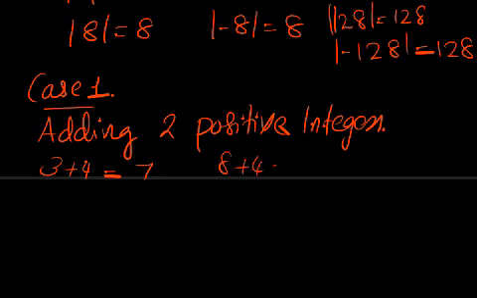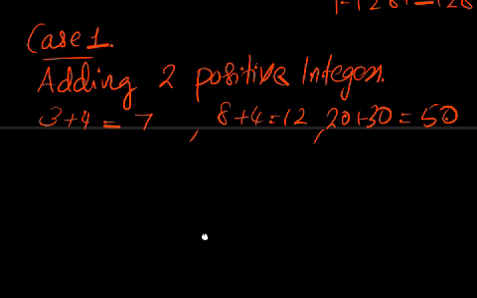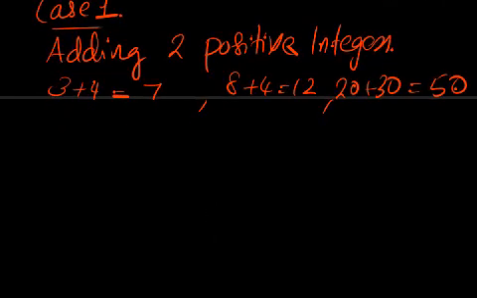8 plus 4 is equal to 12. 20 plus 13 is equal to 33. Okay, so this is the simplest thing. Next, we are going to check what is the result of adding two negative integers.